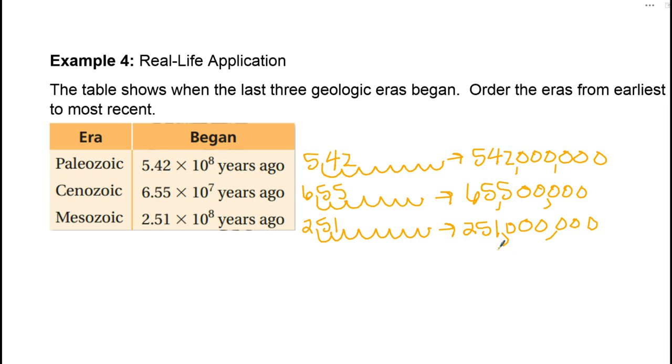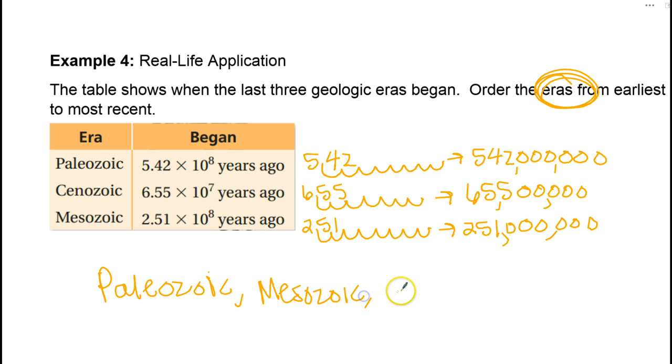Okay, so order the eras, not the numbers, order the eras from earliest to most recent. So the earliest will be the Paleozoic. I don't know if I'm saying that right. Paleozoic, maybe? And then the Mesozoic. And then the Cenozoic. And those are the eras from earliest to most recent.